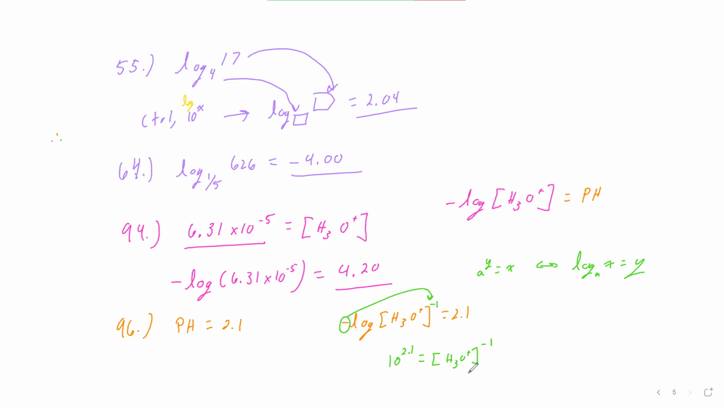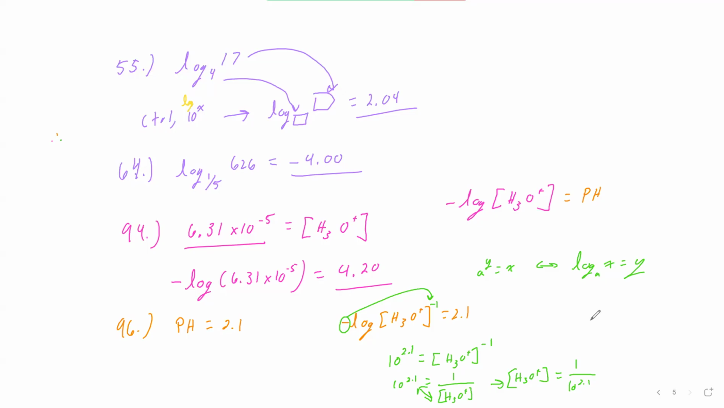So if you recall, this right here just simply means 1 over this. If I just switch these two places, basically you're multiplying by H3O plus and then dividing by 10 to the power of 2.1. So you're just switching the two. So we see that H3O plus will then equal 1 over 10 to the power of 2.1. And so there's your formula there.